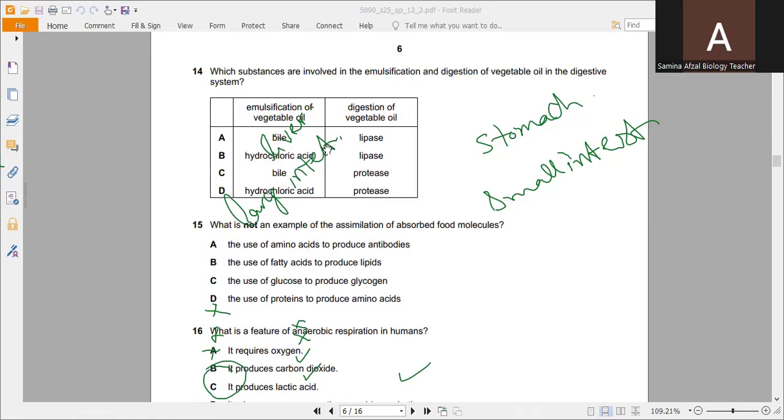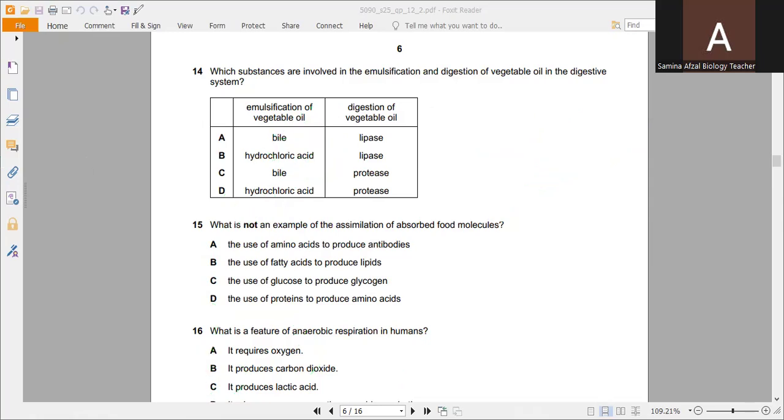Now, question number 14 is there. Which substances are involved in the emulsification and digestion of fat, vegetable oil in the digestive system? Emulsification of vegetable oil. You know, the bile doesn't have any enzyme, but it is secreted by the liver and it is used in the emulsification of fats or vegetable oil. So A and C can be the correct options. Hydrochloric acid, B and D are not correct.